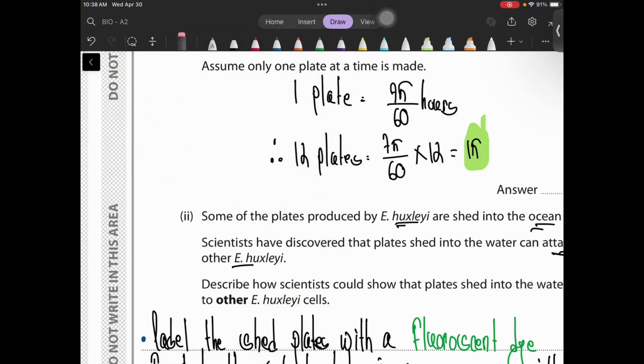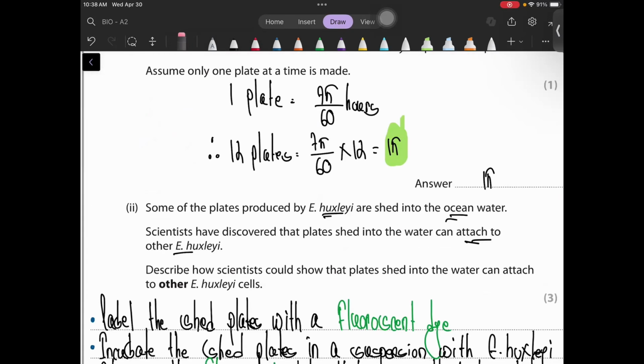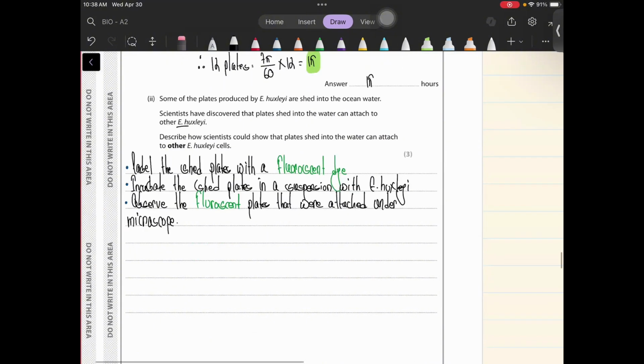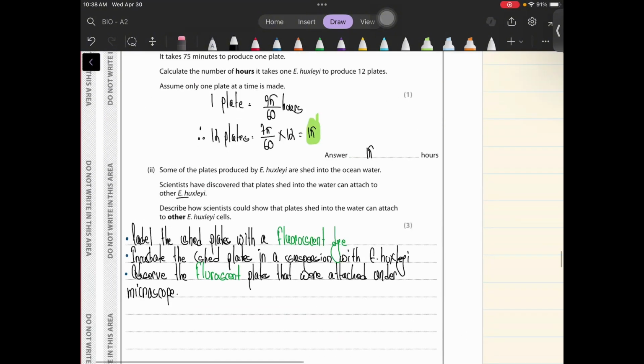to identify whether or not the shed plates attach to other E. Huxley cells. I mean, you can also use gene markers, to be honest. So I'm going with fluorescent dye, keeping it simple.